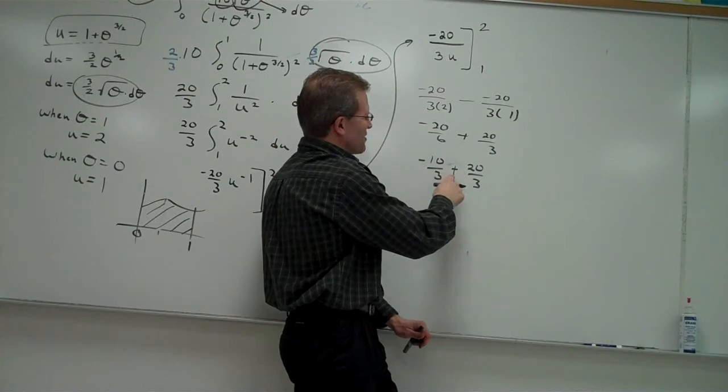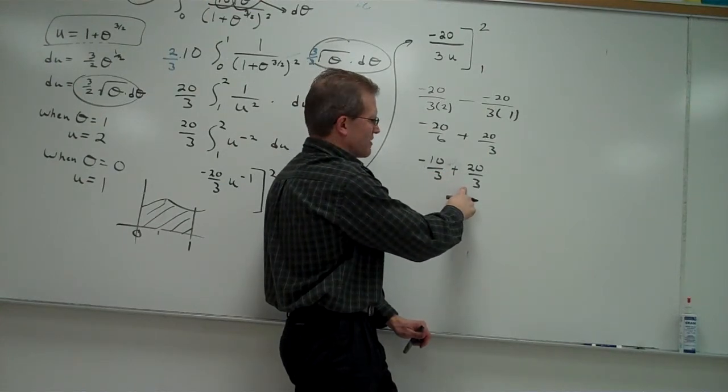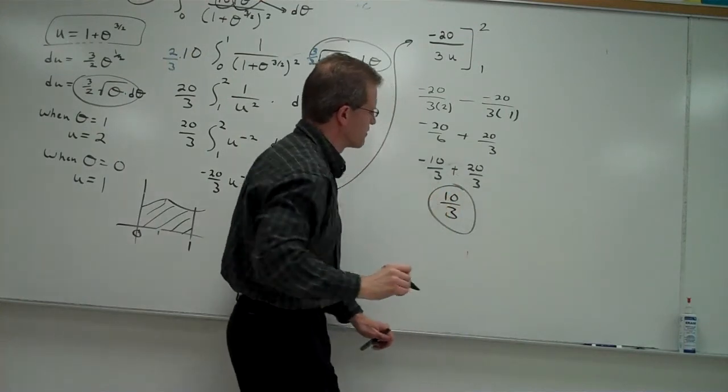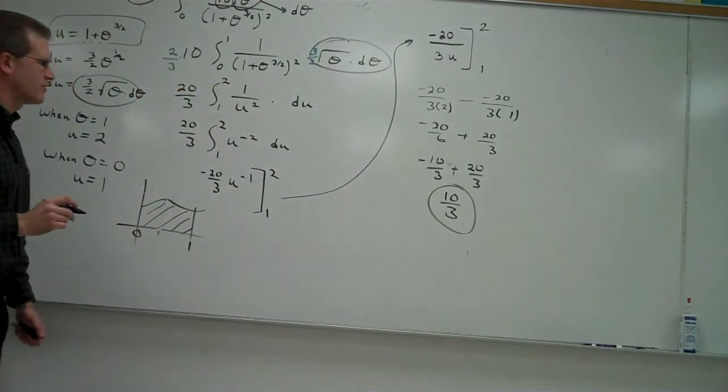So, negative 10 thirds plus 20 thirds, what's that equal? 10 thirds. Negative 10 plus 20 is 10, so 10 thirds would be your final answer there. That's a doozy. Any questions about that one?